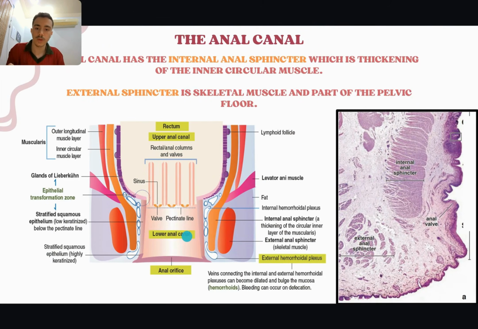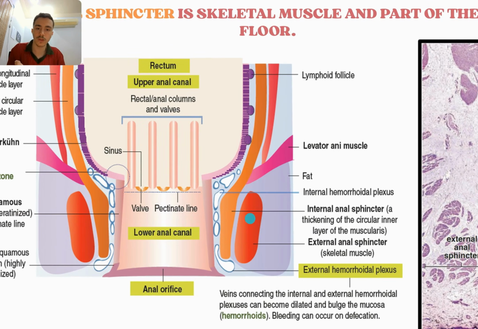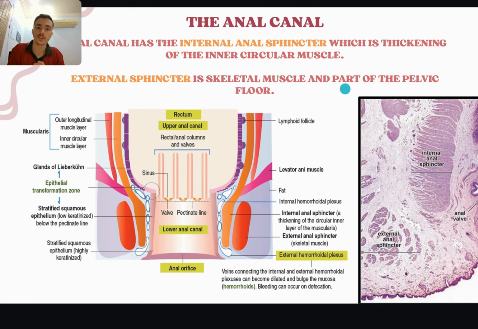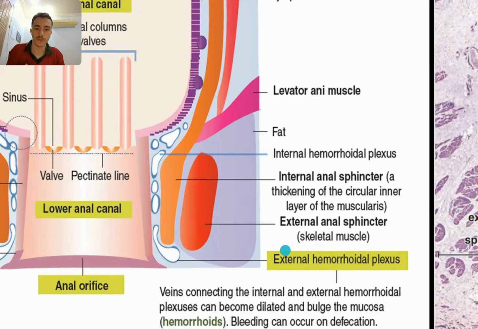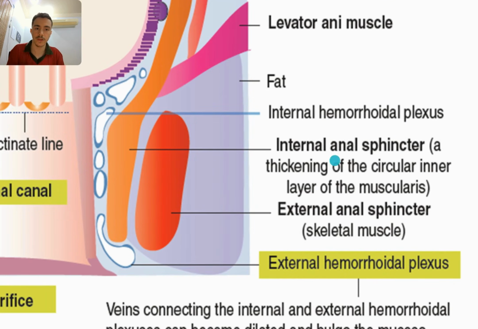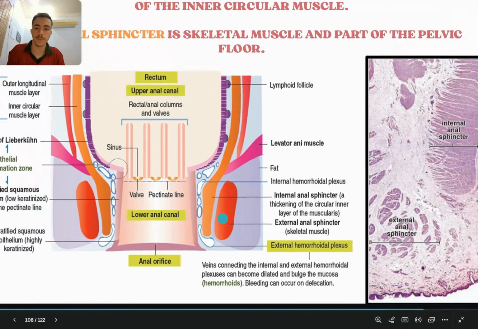The external one, which is this one, the red one, is a skeletal muscle, and you can control it, and it's part of the pelvic floor. So as you can see here, this is the internal anal sphincter, and this is the external anal sphincter. It's a skeletal muscle.